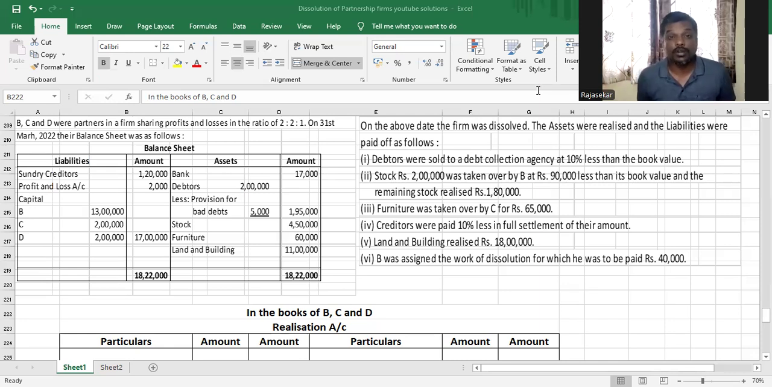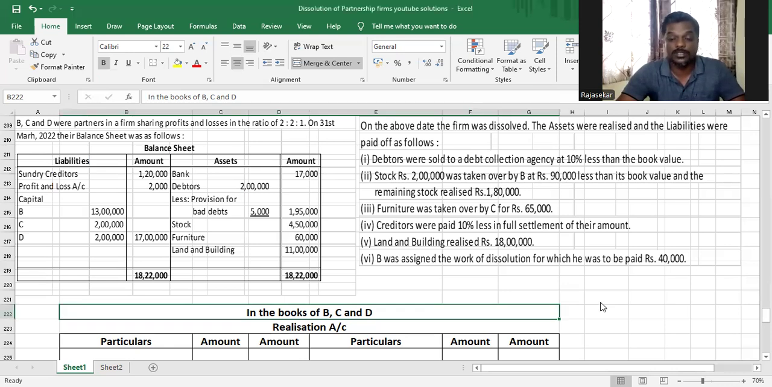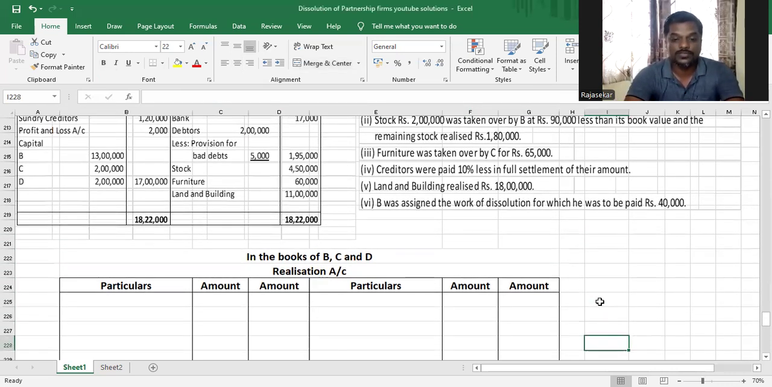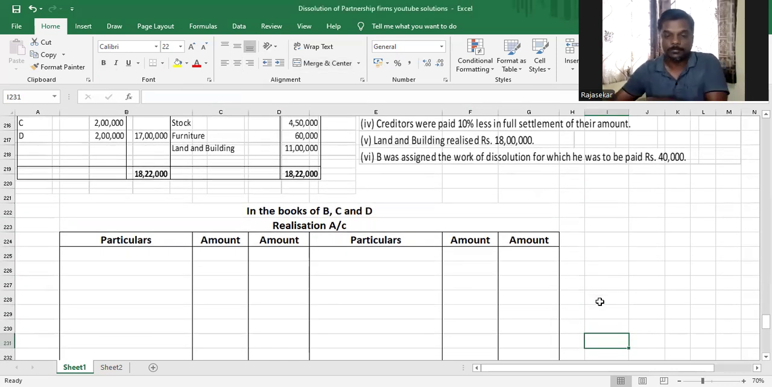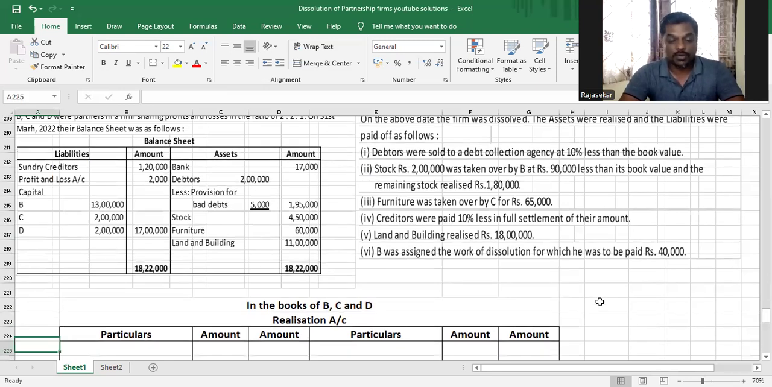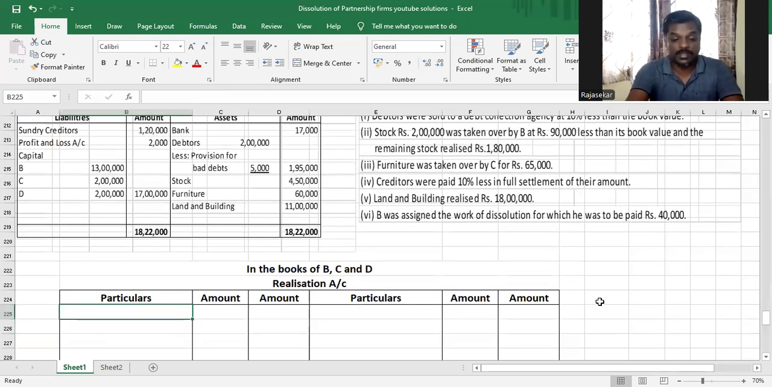As I told you before, we don't even have to look at the adjustments. Understood, my dear children? If you're told to prepare the realization account, even before you look at the adjustments, you go ahead and transfer the assets and liabilities to the realization account. We'll start with the assets. Obviously, we'll not transfer bank, because they're transferring everything to realization account to sell everything and then convert it into cash only. So we're not going to transfer bank.